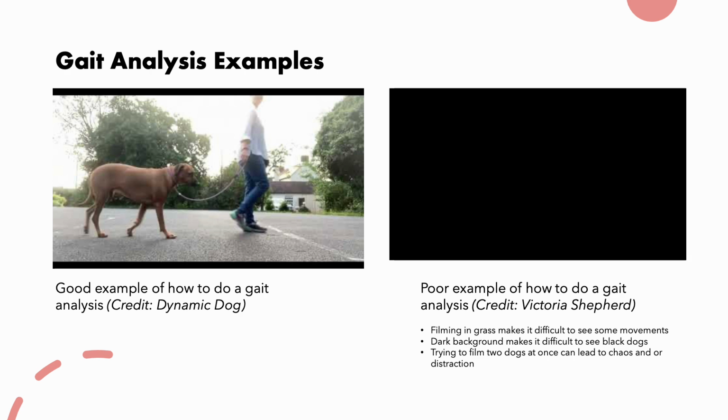Don't film in a pretty dark background because that can make it difficult to see black dogs. And trying to film 2 dogs at once can lead to chaos and or distraction. I will also add that in trying to keep things calmer, I had Henry, the larger dog, walk on loose lead. I did involve him focusing on my hand.